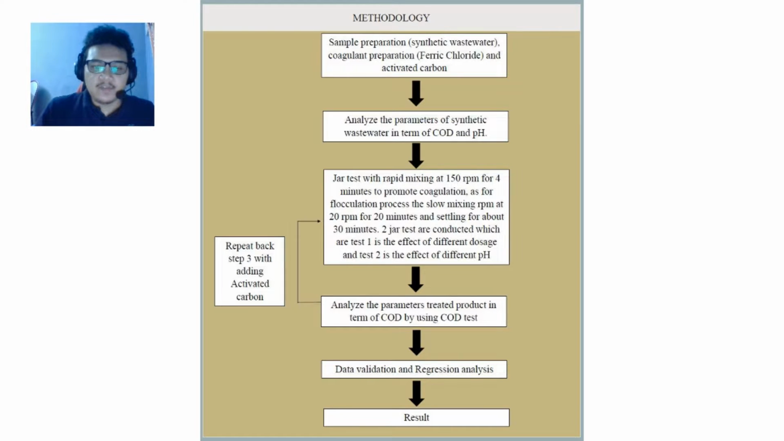we analyze the parameters of the treated product in terms of COD by using the COD test. We repeat the jar test by adding the activated carbon, and after the jar test has been done, we analyze the parameters of the treated product in terms of COD again. After that comes the data validation and regression analysis, and lastly the results are obtained.